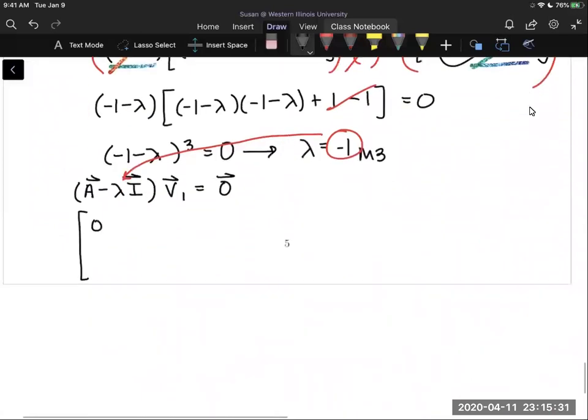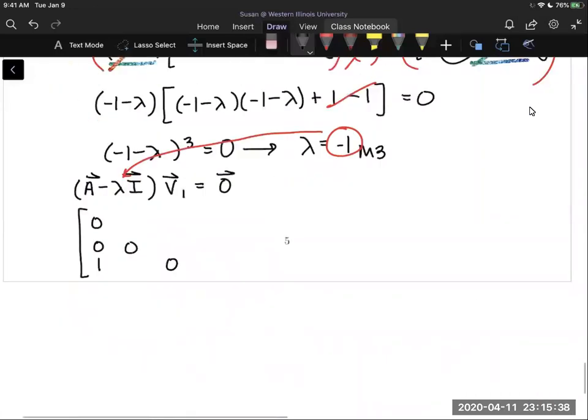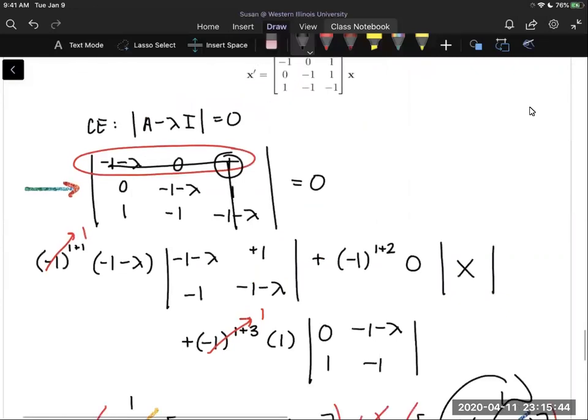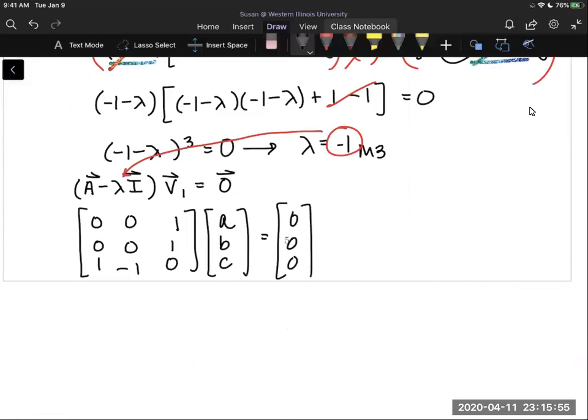And then I had a 0, 1 down here below. And let's fill in the other entries. 0, 1, 1, -1. 0, 1, 1, -1. Let me just make sure I got that all correct. And now I'm going to write my eigenvector in generality. Okay, and so now we want to see what information we can gather from this matrix system.